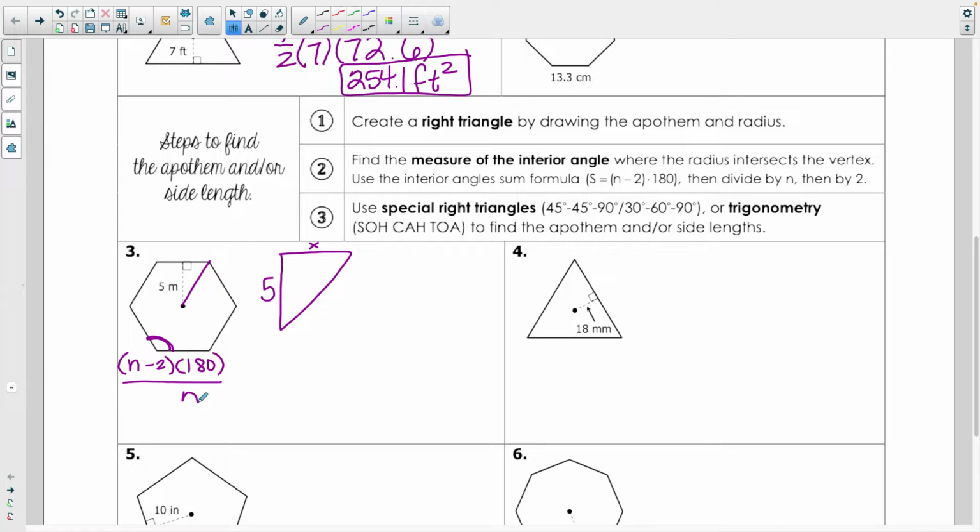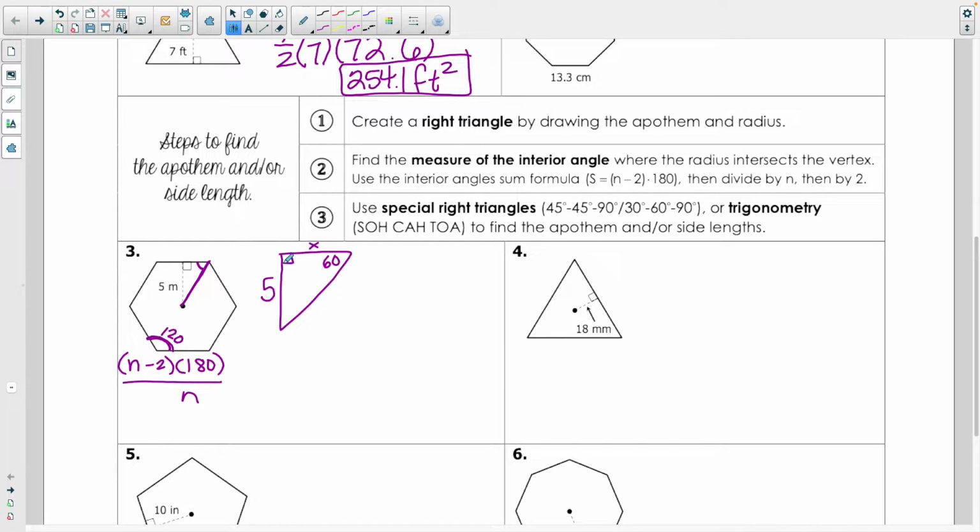So we're going to do 4 times 180 divided by 6. So how many degrees is that right there? 120. So this whole angle is 120 degrees. But when you draw this hypotenuse right here, it cuts that angle in half. So this angle right here, instead of being 120, is going to be 60. This is going to be 60 degrees.